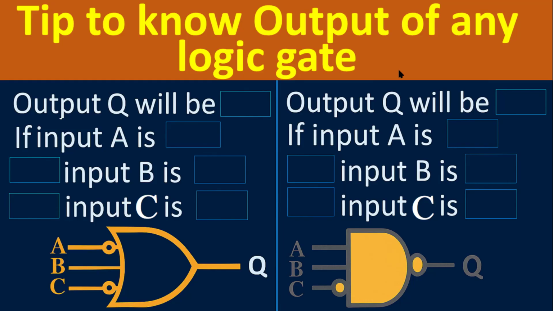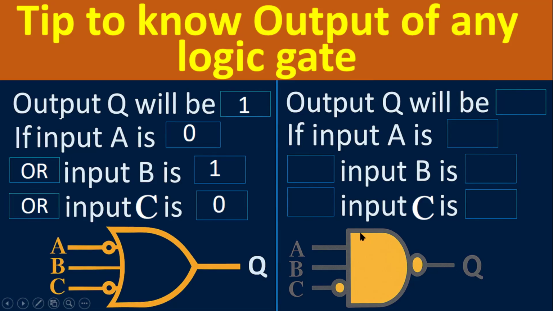Neither is A. So a simple tip to know the output of any logic gate is to just look at the inputs and the output of the gate. So over here, this is an OR gate, obviously, because this end is round. So output Q over here has no bubble. So it means output Q will be high, which means 1, if input A has a bubble, so if input A is low, which means 0. And over here, there's an OR gate. So OR input B does not have a bubble, which means high. Or input C over here has a bubble, which means low.